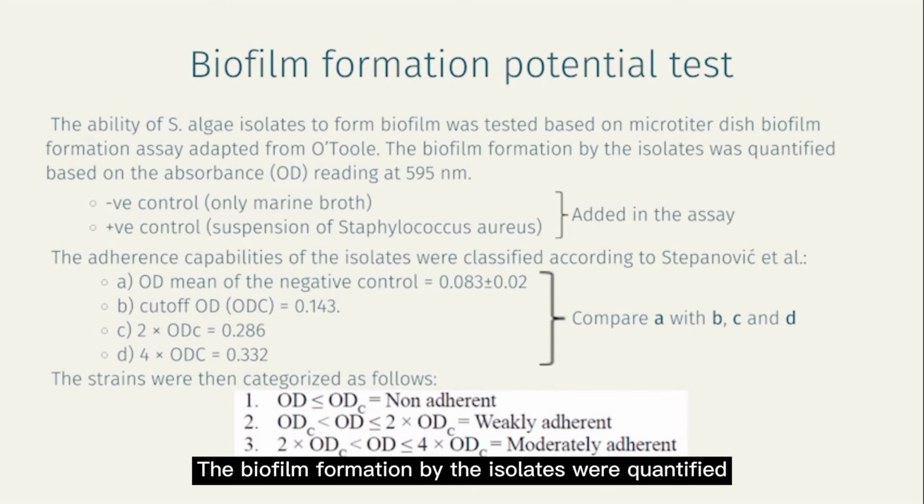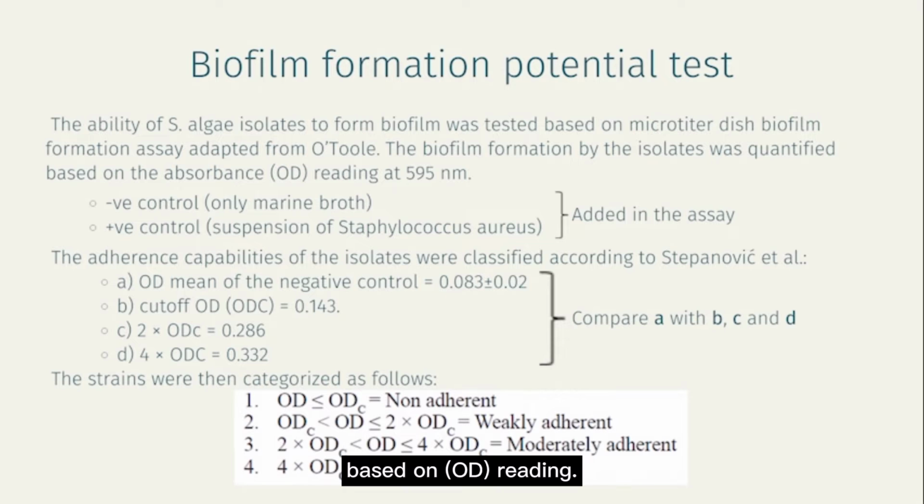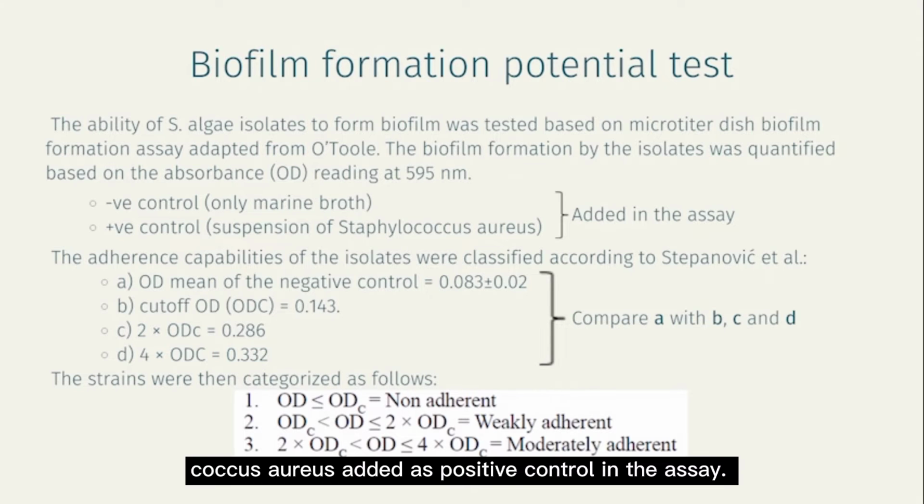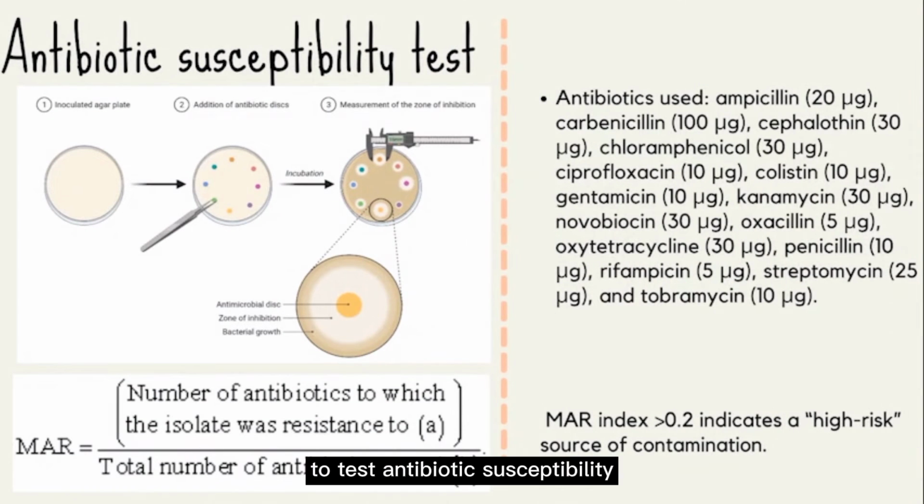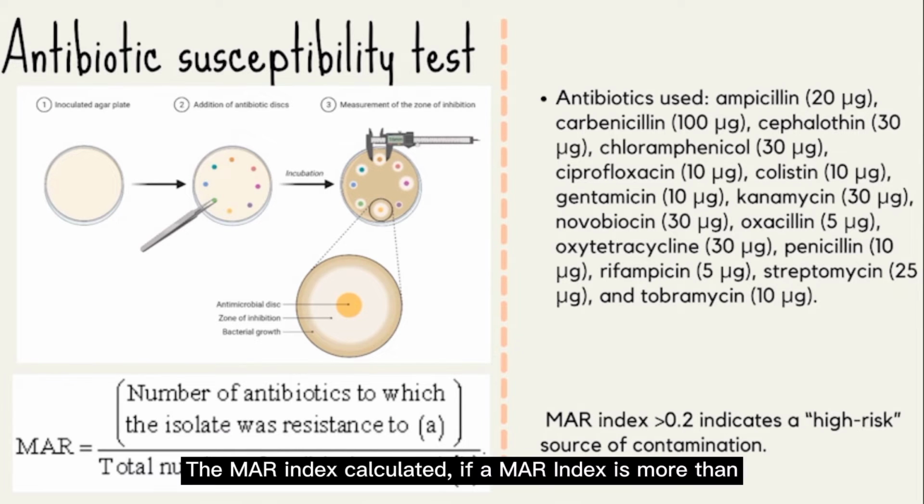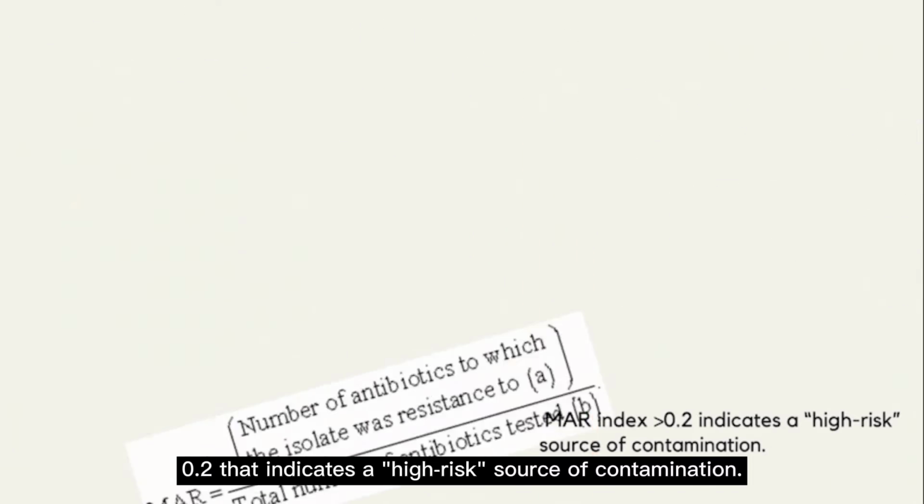The biofilm formation by the isolates was quantified based on OD reading, with marine broth added for negative control, and suspension of Staphylococcus aureus added as positive control in the assay. Then, we compare the OD with the ODC. Finally, we need to test antibiotic susceptibility using broad-spectrum antibiotics. The MAR index was calculated. If a MAR index is more than 0.2, that indicates a high risk source of contamination.